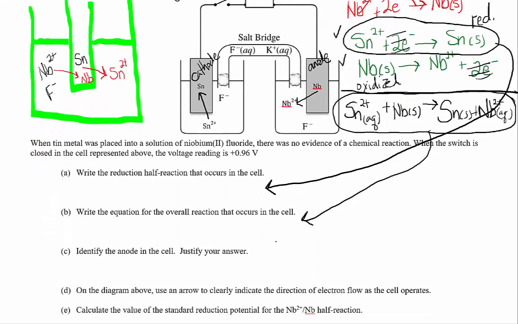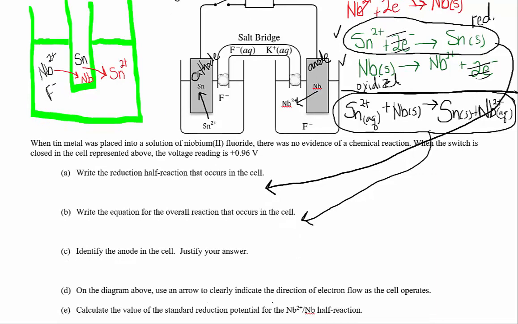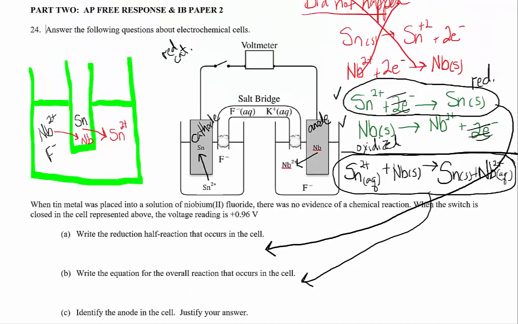Let's go up. We've already identified the anode in the cell, and the reason why niobium is the anode is because niobium is being oxidized into niobium 2+ ion. Now it says on the diagram above, use an arrow to clearly indicate the direction of the electron flow as the cell operates. We know our tin ion is gaining electrons, so that means that the electrons must be flowing to the cathode. Our niobium metal is being oxidized and it's releasing electrons, which means right here the electrons are going to be moving away.